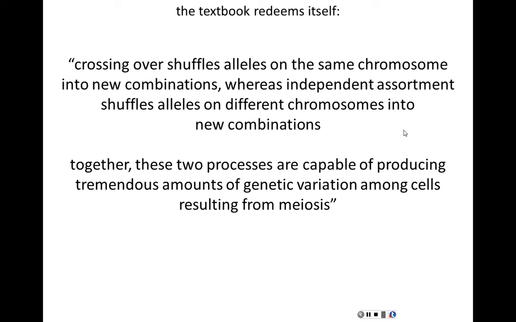It's astounding. So the textbook says, crossing over shuffles alleles on the same chromosome into new combinations. It creates new chromosome molecules with new combinations of alleles, whereas independent assortment zooms out one level and shuffles alleles on different chromosomes into new combinations by taking different sets of mom's and dad's chromosomes and mixing them together into a single gamete. Together, these two processes, crossing over and independent assortment, are capable of producing mind-bogglingly high amounts of genetic variation among cells resulting from meiosis.